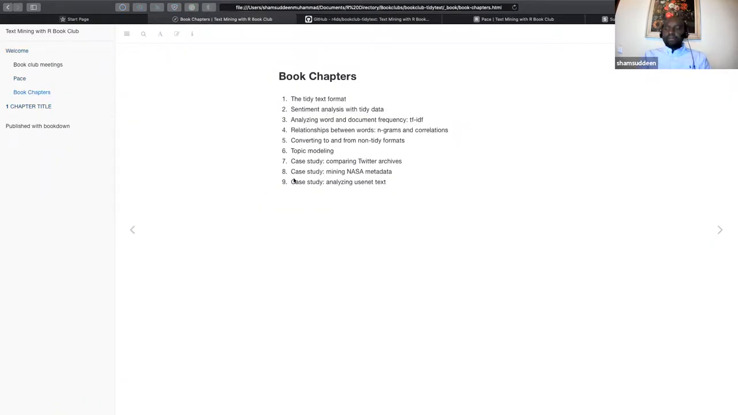So I think we have 9 chapters from the book. The first one is Tidy Text Format, Sentiment Analysis, up to the case study where we analyze Usenet text. Anyone can volunteer to pick any chapter to present. The first chapter will be next week. Who will be able to volunteer for that? We have a second chapter the week after. So I think that is all for today, just to introduce the book and how the format of the book club should be. Ryan, anything to add?